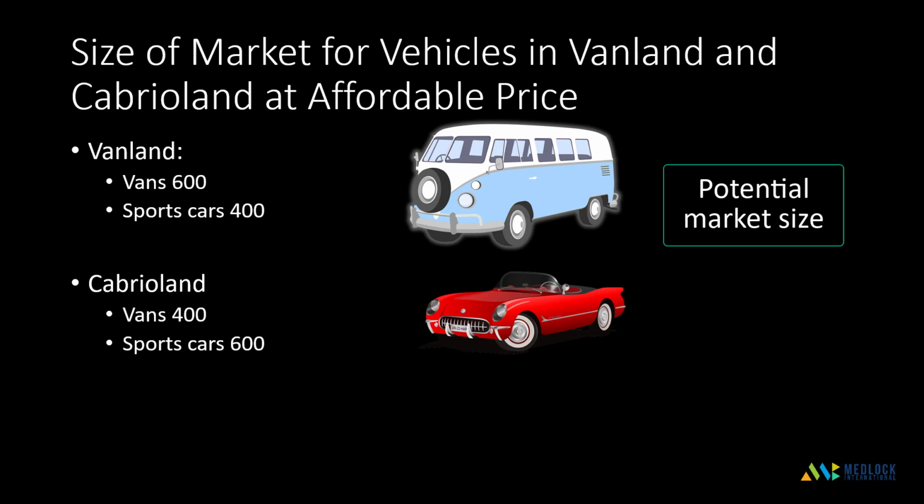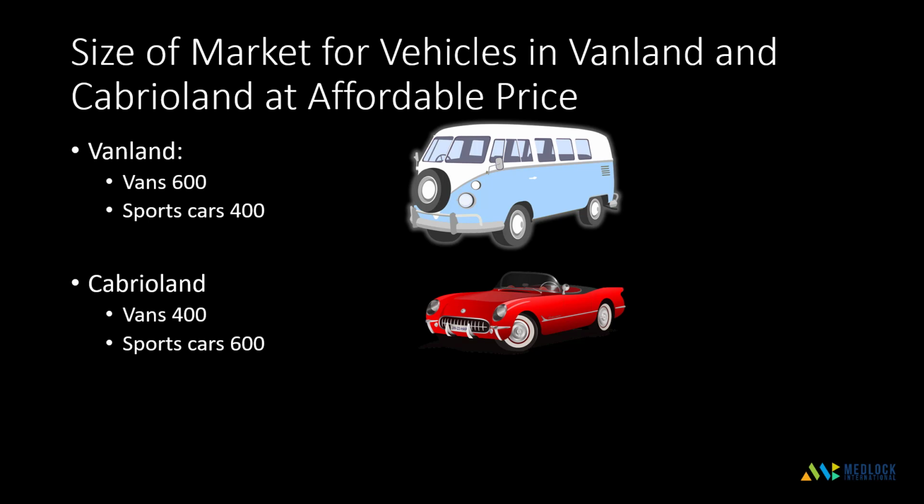Let's have a look at the size of markets in two mythical countries, Vanland and Cabrioland. In Vanland, the market for vans is 600, the market for sports cars is 400. Notice that number 400 is under the 500 threshold. In Cabrioland, we have the opposite situation. The potential demand for vans is 400, and the demand for sports cars is 600.